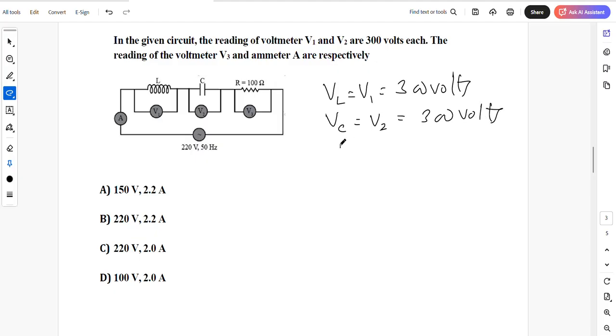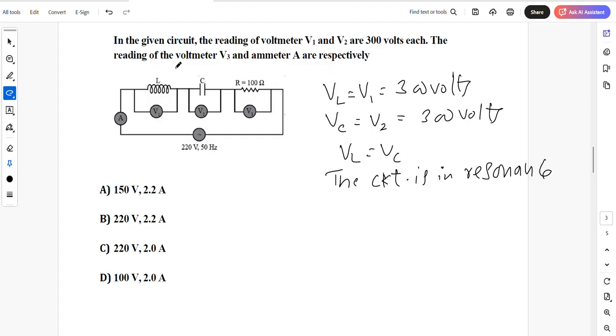Now see here, VL is equal to VC. The circuit is in resonance. So what happens when the circuit is in resonance?